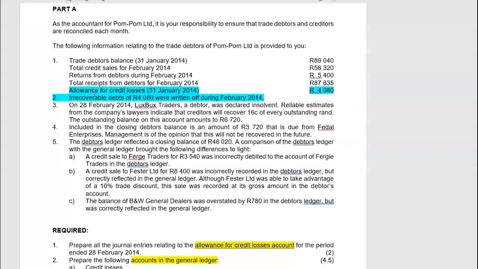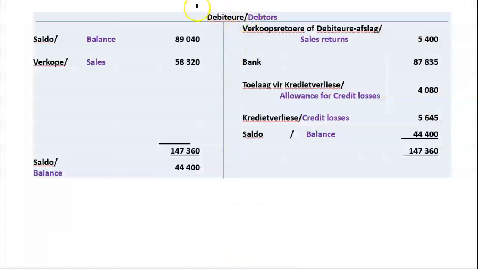So you can see that we have already recognized the expense in our books when we created the allowance. Therefore, when we are going to write off that debt now, we cannot create another expense because then we would have duplicated the expense. So in number 2, all we're going to do is we're going to debit this 4080. So we're going to take it out of the allowance for settlement discount, and we are going to credit our debtors account to write off the outstanding debt.